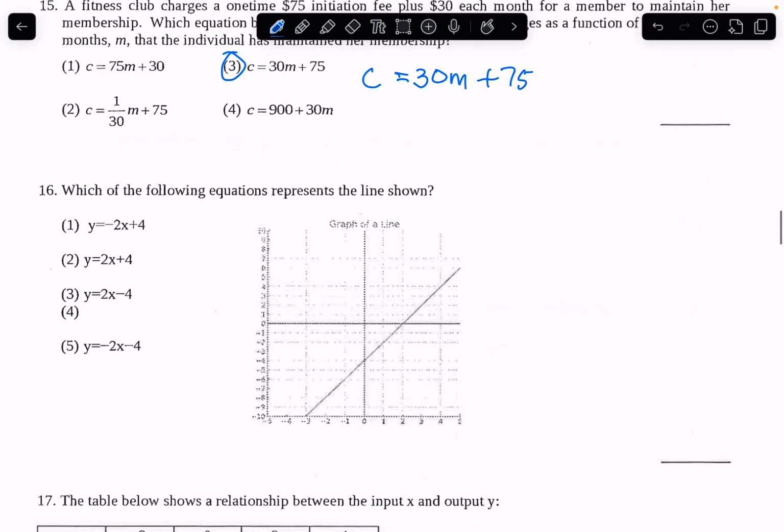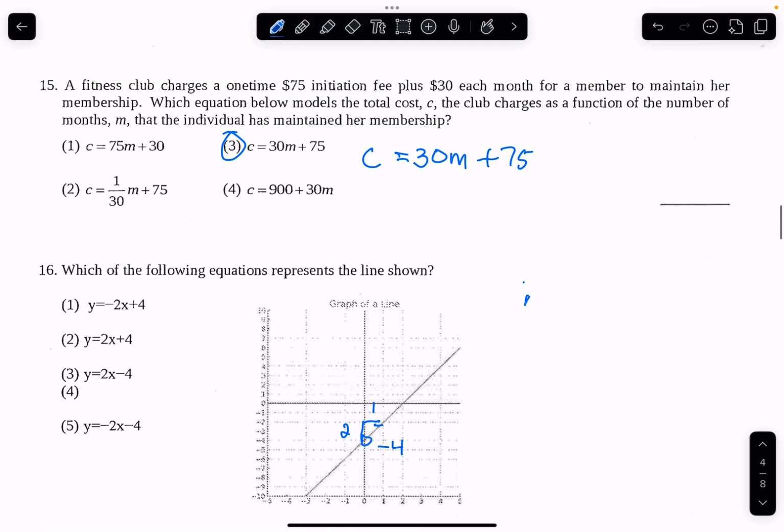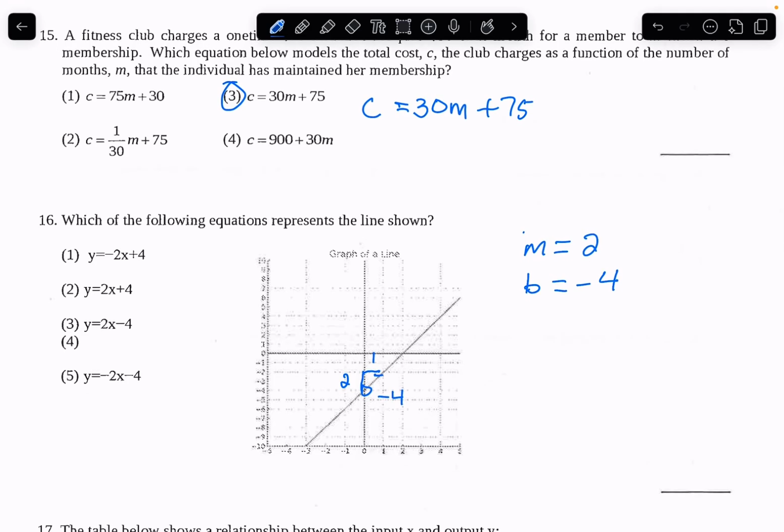This one here has a y-intercept of 1, 2, 3, -4, right? Okay, and then if you do the slope, it's like up 2 and over 1. 2 over 1. So my slope is 2, and my y-intercept is -4. So that one is choice B, right? So y is equal to 2x minus 4, which is the second choice.